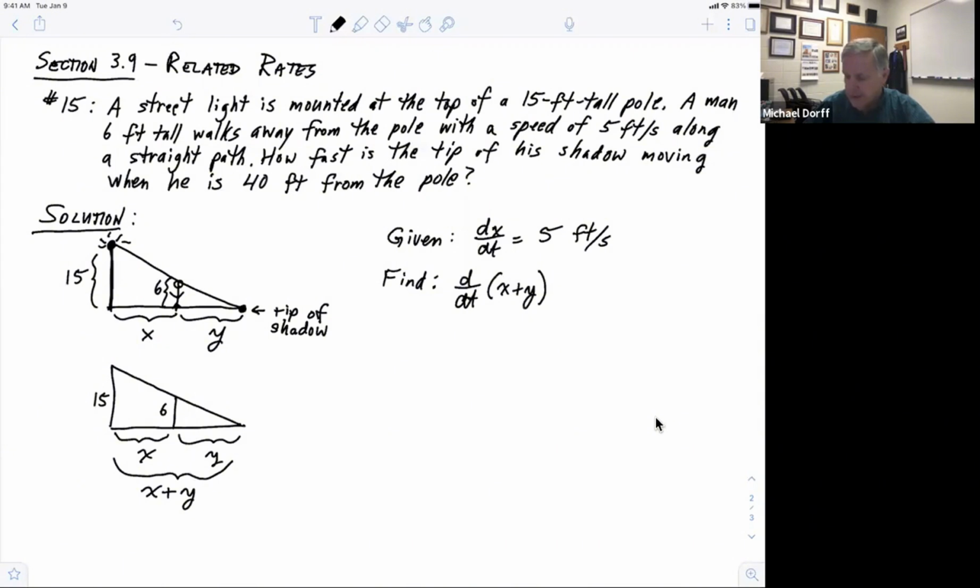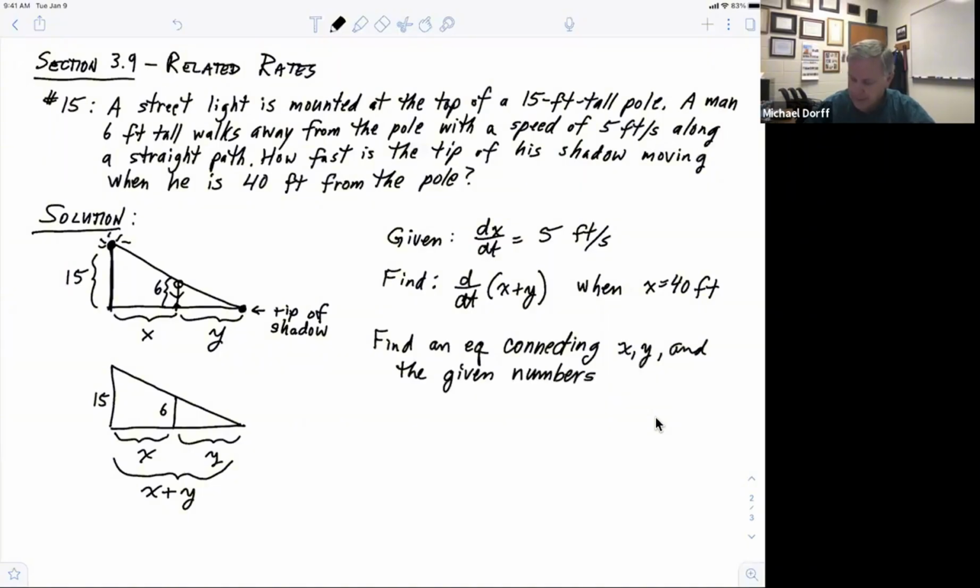You're supposed to find that when he is 40 feet from the pole, so when x is 40 feet. So that's what we need to find. Now, we want to find a relationship between x and y here, and that will simplify the problem. So we want to find an equation connecting x, y, and given numbers. And to do this, we're going to use similar triangles.